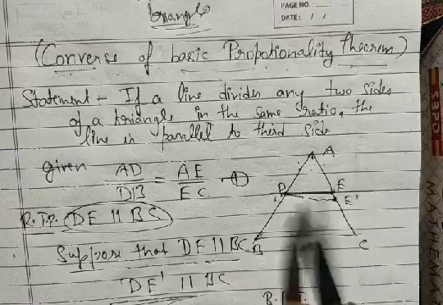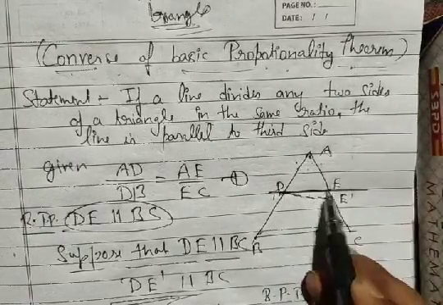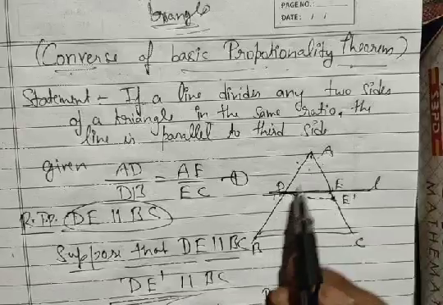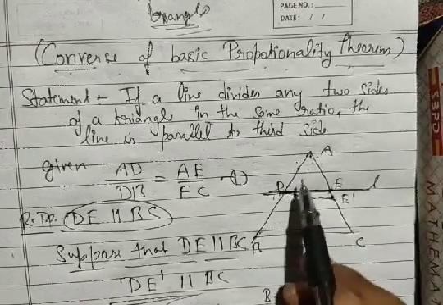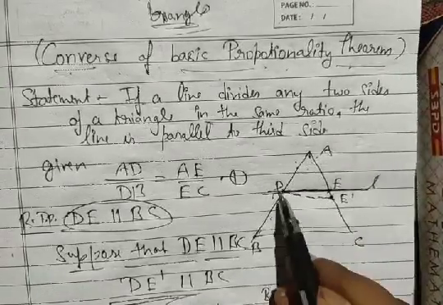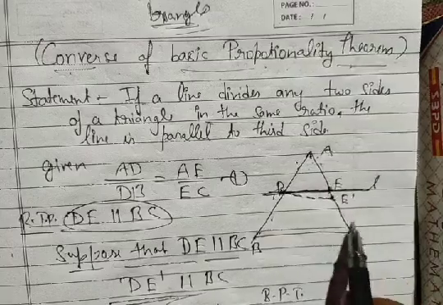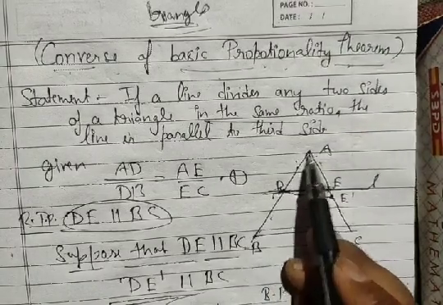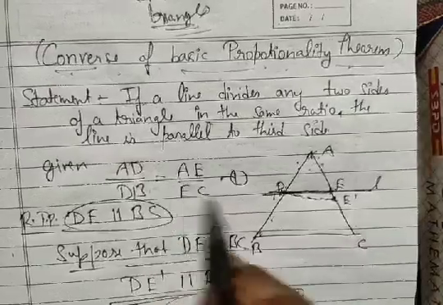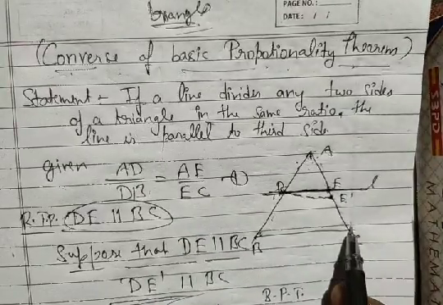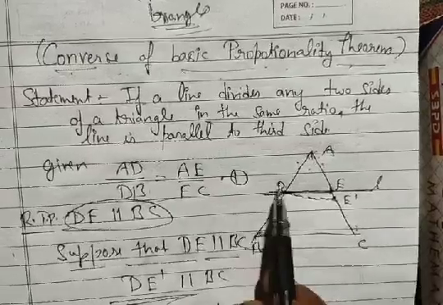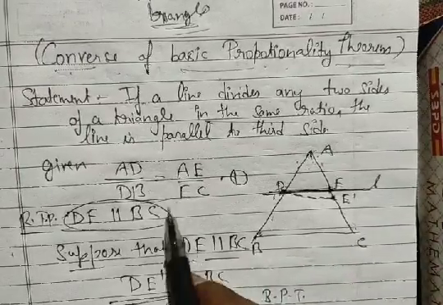What does that mean? Suppose look at the figure. We have a line L dividing the side AB at the point D and intersecting AC at the point E. It's given that AD upon DB is equal to AE upon EC. We have to prove that DE is parallel to BC.